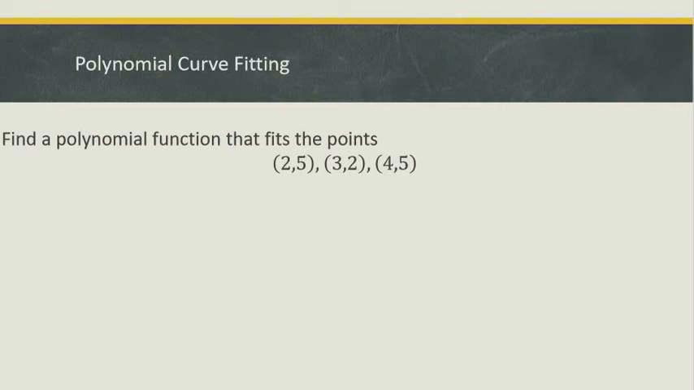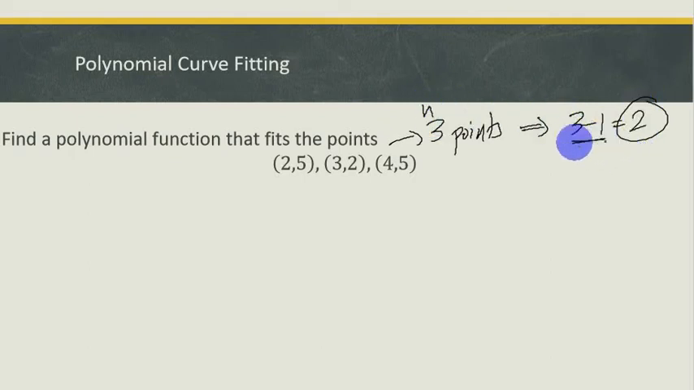We are asked to find a polynomial function that fits the points (2, 5), (3, 2), and (4, 5). Now, we have here 3 points. That means the polynomial that we're going to look into would be of the second degree. N, the number of points, minus 1, is 2. So that will be a degree of 2 or a quadratic function. And a quadratic function has the general form y is equal to ax squared plus bx plus c.